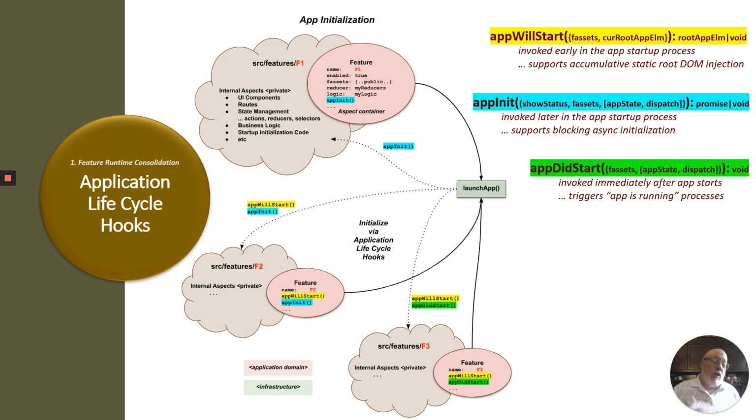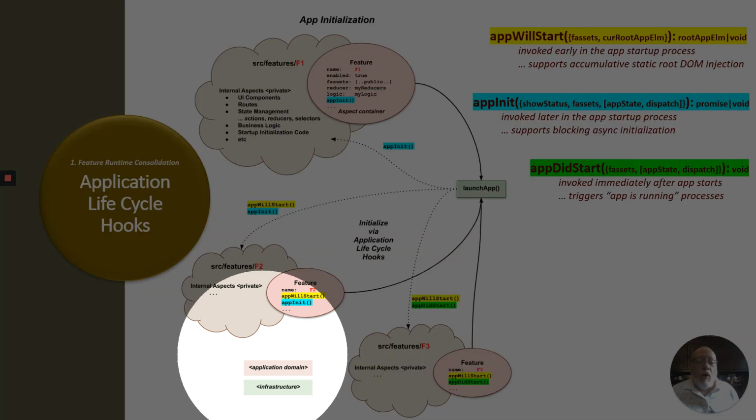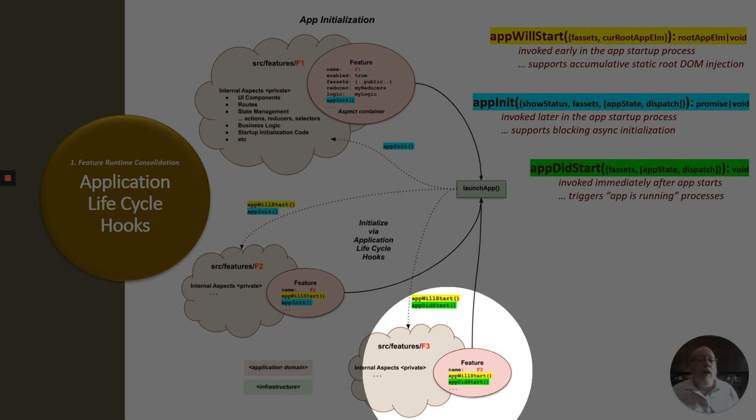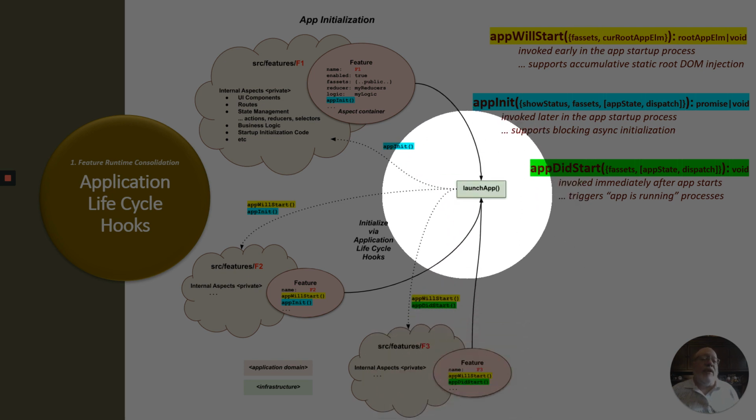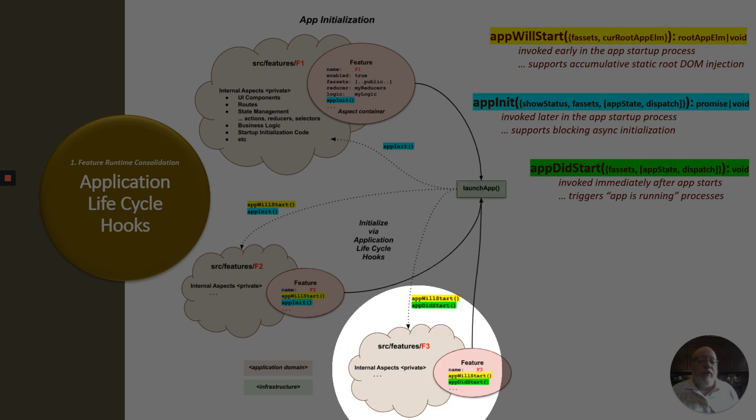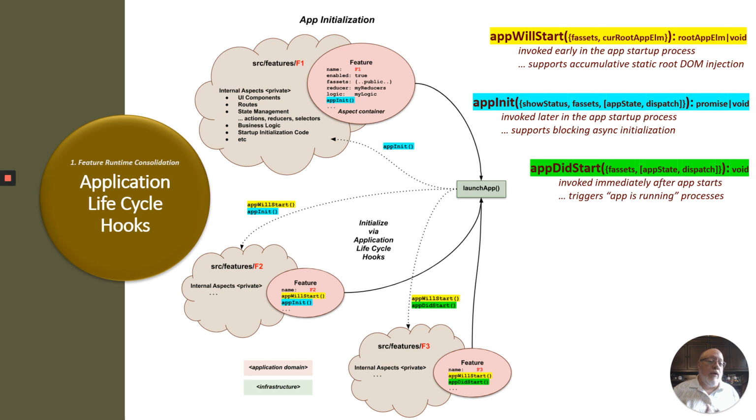Maybe you have an authentication that needs to kick off at the very beginning of the startup of your application. And the app needs to be up and running because that particular process may need to display some sign-in screens to gather information, etc. So you can see here that only the F3 has a green app did start. So very much at the end of launchApp's lifecycle, it's going to call out to the F3 to do its initialization, and then pretty much launchApp is done.